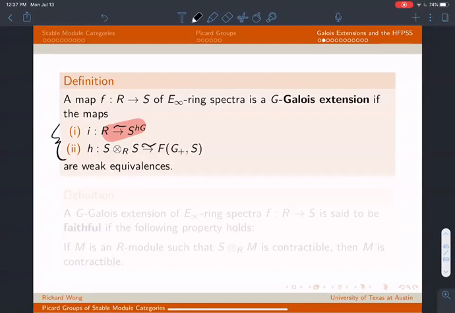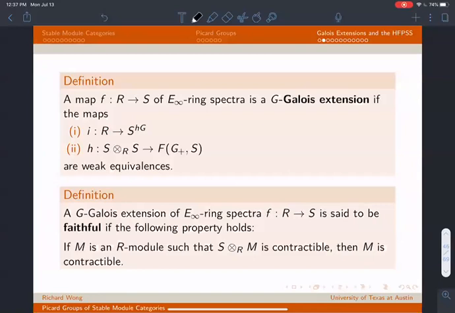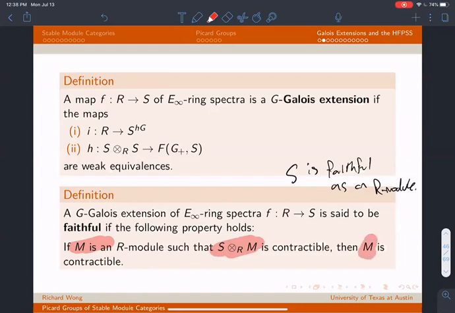And moreover, you say that a Galois extension is faithful if S is faithful as an R module. So that means that if you have an R module M such that S tensor M over R is contractible, then M itself is contractible. And if you have a faithful G-Galois extension, then you can do descent.